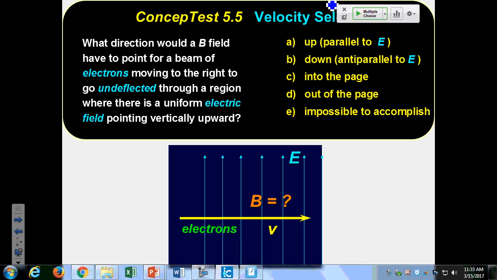Here I have a beam of electrons. They're traveling through an electric field. So think about what is the direction of the electric force on those electrons. And then I want to bring in a magnetic field that will cause the electrons to go in a straight line. So there are a couple of things you need to do here. You need to first determine, well, the electric field is up. Will the electric force on this beam of electrons be up or down? And then, whatever it is, you need to figure out what magnetic field will give me a force that will oppose the electric force.